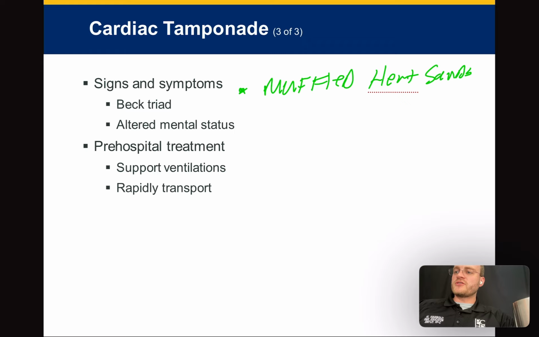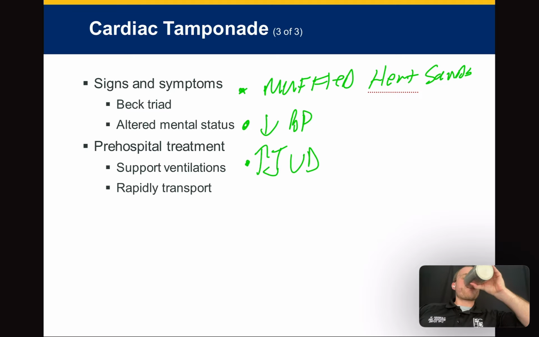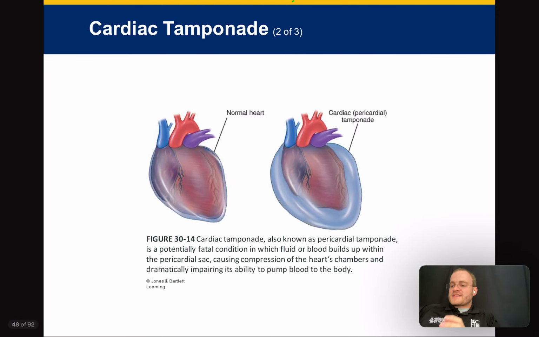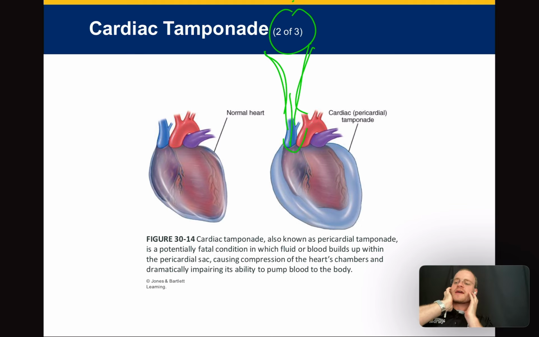So it's called Beck's triad. So muffled heart sounds, a decreased blood pressure, and increased JVD. And how this works is, again, the heart can't accept the blood that's coming in from the venous side. It can't accept it because it's being squeezed on. Blood will back up here into the patient's neck. These are the external jugulars here. And so they will become engorged and they become big. And that's called jugular venous distension. And so that is Beck's triad.